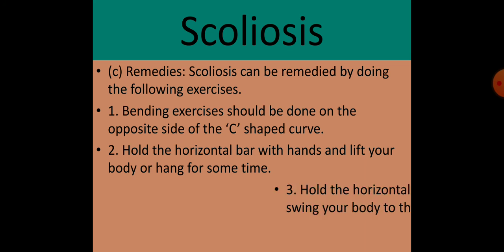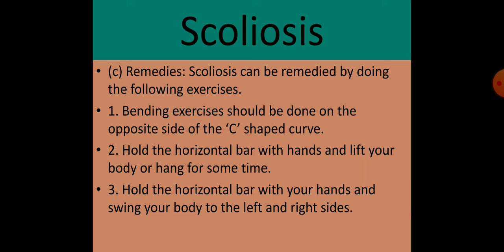Hold the horizontal bar with your hands and swing your body to the left and right sides. We can swing the body, twist our body to both sides. That will also help to bring the spine in proper shape.